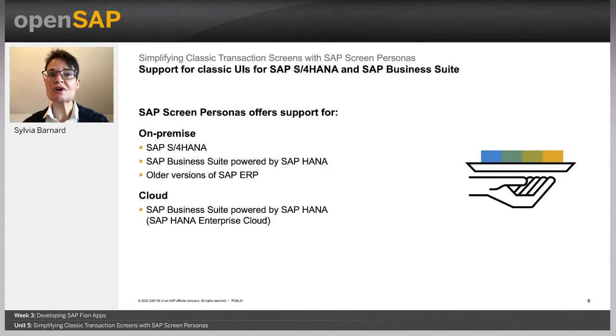To summarize where you can currently use SAP Screen Personas, we have listed it here. On the on-premise side, you can create flavors on SAP S/4HANA, on SAP Business Suite powered by SAP HANA, and on older versions of SAP ERP. For the cloud side, SAP Screen Personas is supported on SAP Business Suite powered by SAP HANA, which is the SAP HANA Enterprise Cloud.